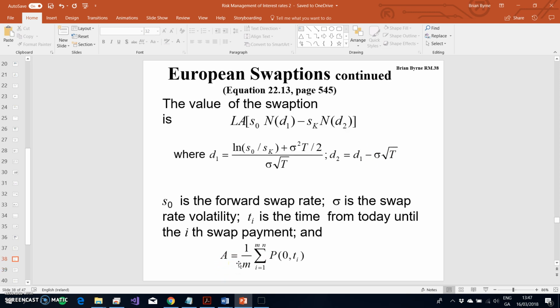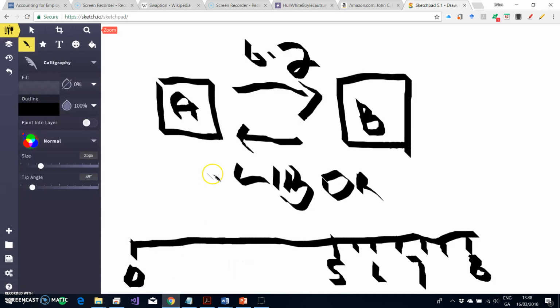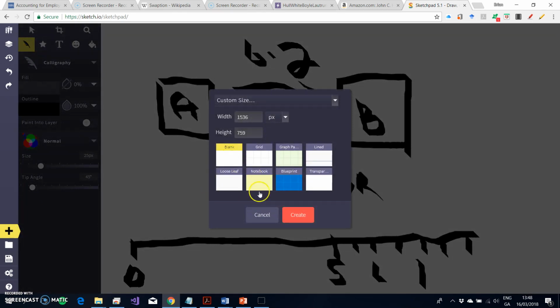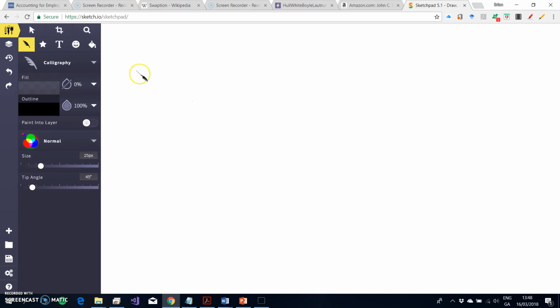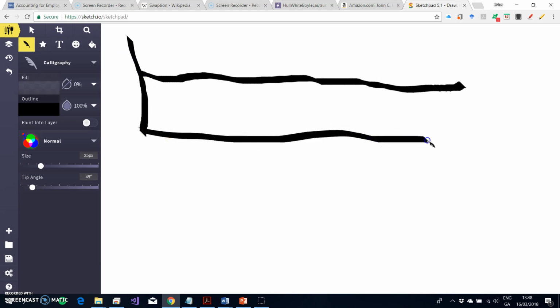So again, we can see that A will be multiplied by some principal, 100. Okay, we're going to assume that the principal is 100, or maybe it's 100 million. And we're also going to assume that the LIBOR yield curve is flat at 6% per annum with continuous compounding. In other words, and this is not a terribly realistic situation, we're going to assume that we have this timeline. And again, that should be a flat straight line, but my mouse abilities here are not terribly well developed.